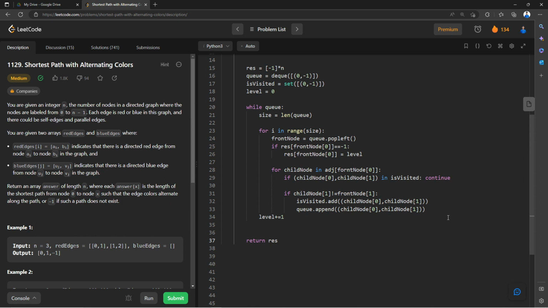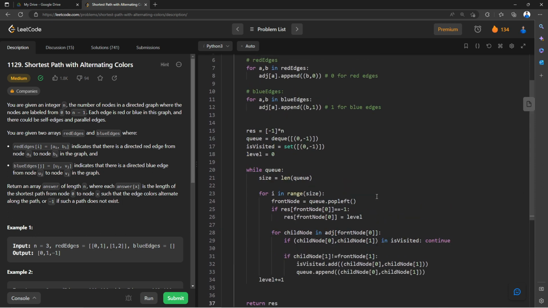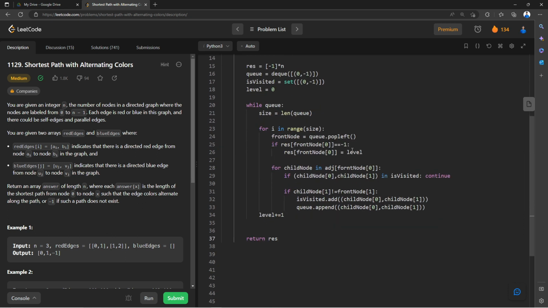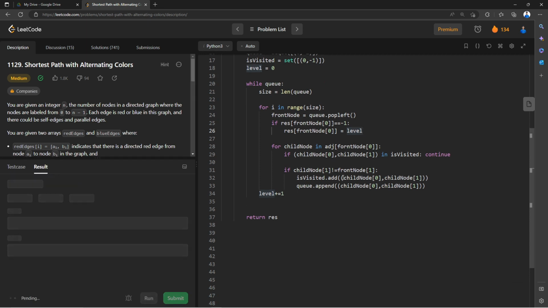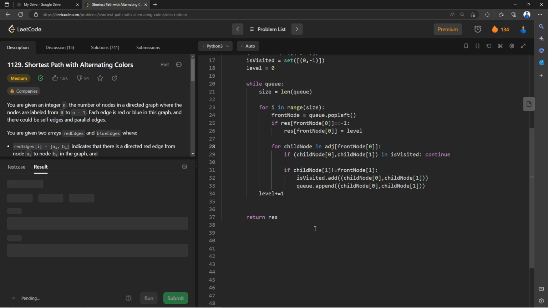Now let's find out whether we have a mistake inside our code or not. For a comma b in red edges, we are doing all these things. If it is -1, then update the levels. Otherwise, don't update it. Let's try to run this code and see whether we are getting any error or not. Yeah, there is an error in front node. I have used a fourth node. I don't know why. Let's see.